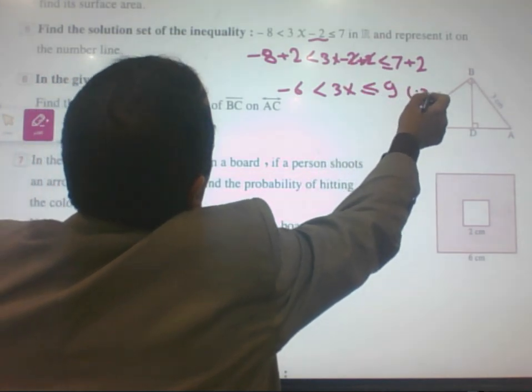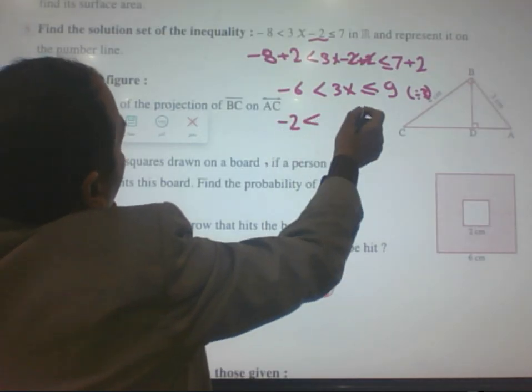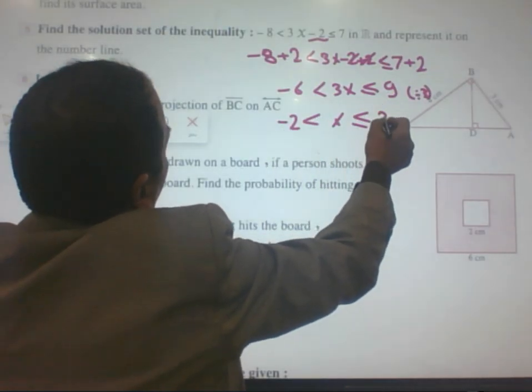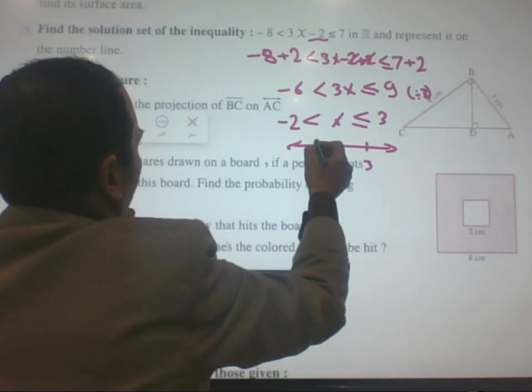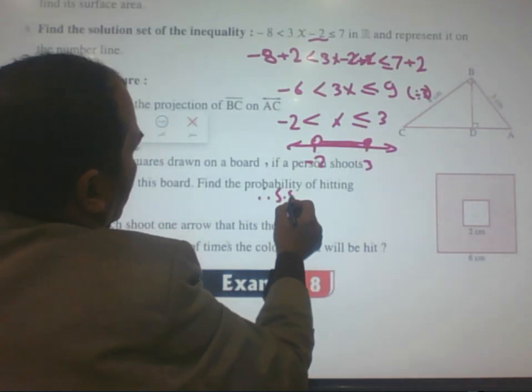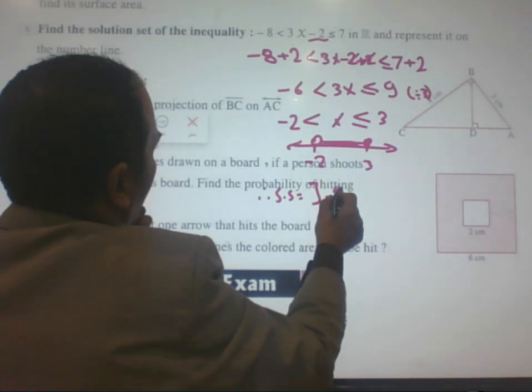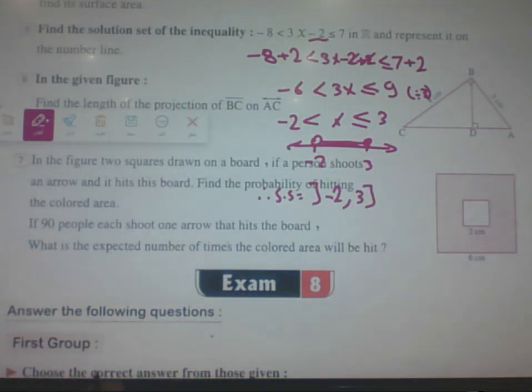We can divide by 3. Negative 6 divided by 3 is negative 2, 3x divided by 3 equals x, and 9 divided by 3 equals 3. Then draw a number line from negative 2 to 3, negative 2 open and 3 closed. The solution set will be the interval open at negative 2 and closed at 3.